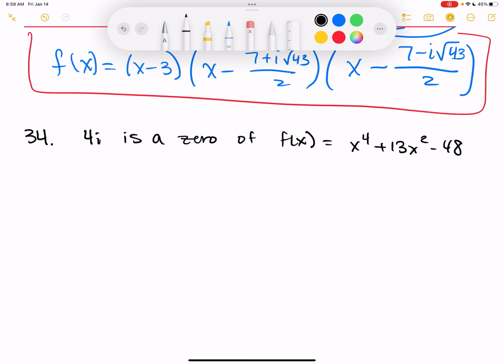Alright, so this one, it's not super bad. It tells you what one zero is, but what do you also know? Negative 4i is also a zero. I said 4 because the degree is 4, so the number of zeros should be 4. So I should have 4 parentheses by the time I'm done. Hopefully that is a key piece of information. Good job, Berkeley.